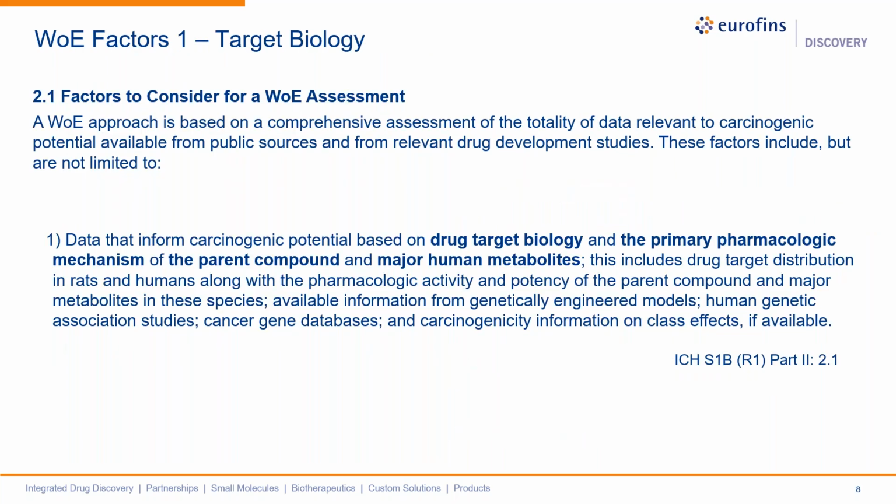Okay, the first factor is specifically drug target biology and the primary pharmacology mechanism of both the parent compound and the major human metabolites. This evaluation includes detailed assessment of target distribution across species, pharmacology activity, and potency, data from genetic engineering, and everything about the primary target. Factor 1, we don't discuss too much, since this is the primary target that requires detailed investigation of this mechanism and carcinogenicity risk by the developer.